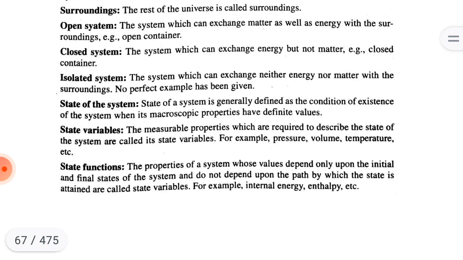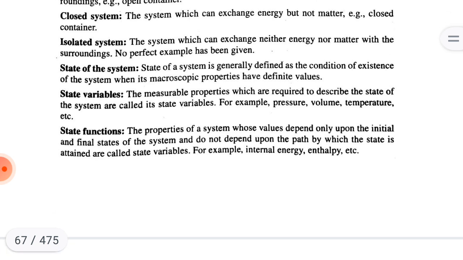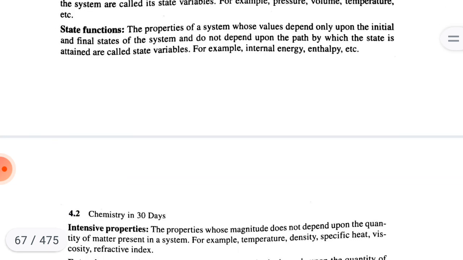State of the system. The state of a system is generally defined as a condition of existence of the system when its macroscopic properties have definite values. State variable. The measurable properties which are required to describe the state of the system are called its state variables. For example, pressure, volume, temperature, etc. State function. The property of a system whose value depends only upon the initial and final state of the system and does not depend upon the path by which the state is attained is called a state function. For example, internal energy, enthalpy, etc.